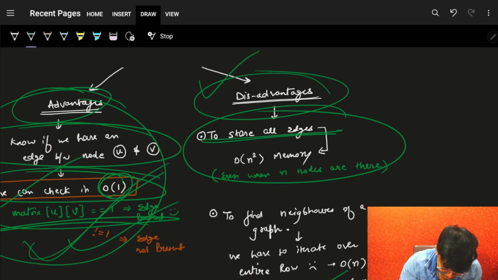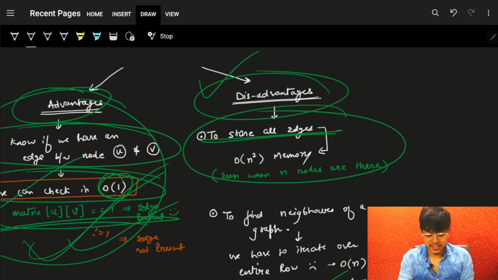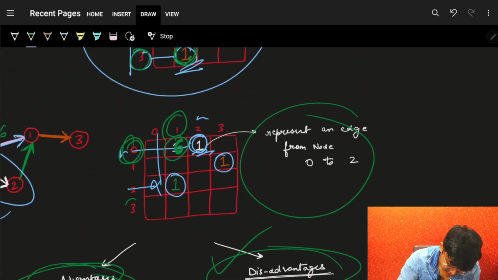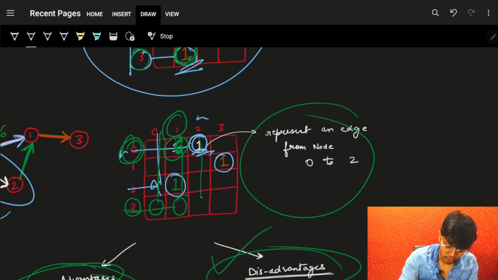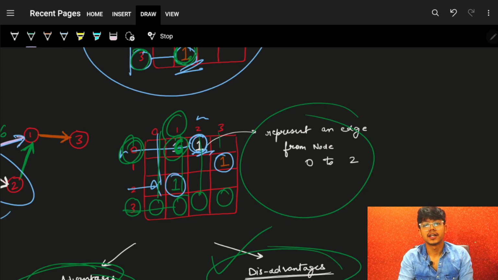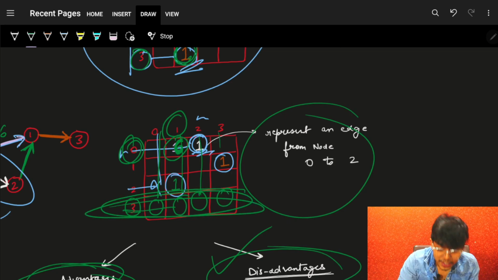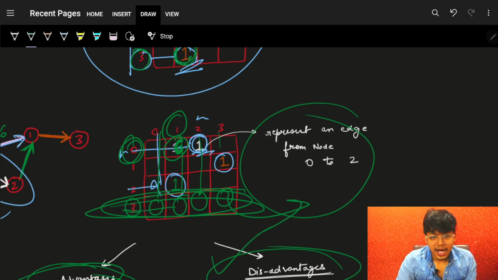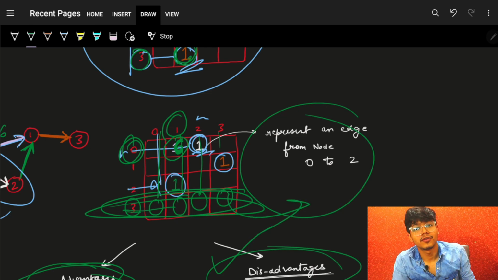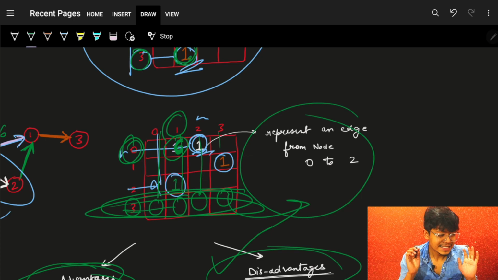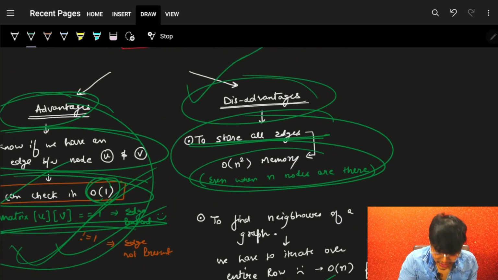Firstly, we have to store all edges, which means I have to keep a record of whether 3 and 0 are connected or not, 3 and 1 are connected or not, 3 and 2 are connected or not, 3 and 3 are connected or not. I know it's not connected, still I have to store an empty location for it, so that ultimately I know if there's an edge between node U and node V or not. So it is using a lot of memory for us.